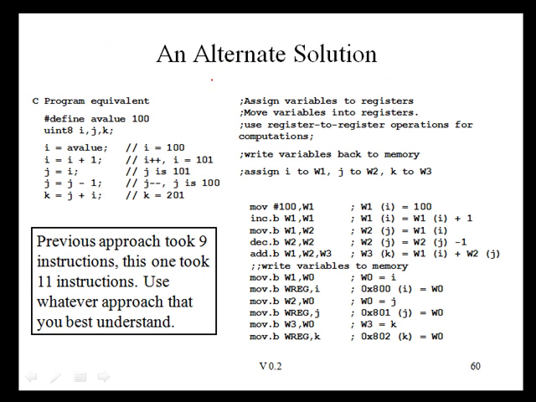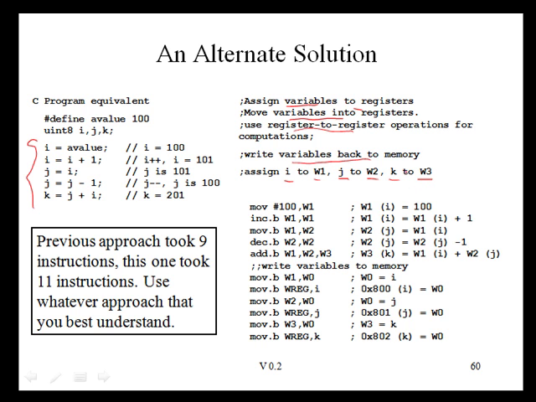Let's take a look at another solution to this problem. There are generally many ways to convert a C language program into assembly language. The previous approach examined each C language statement one at a time. Here we're going to consider the whole program. What we're going to do is first assign variables to registers. We're going to move these variables into registers if needed. We're then going to use register-to-register operations for the computations, and then we're going to write the variables back to memory. So let's assign I to W1, J to W2, and K to W3.